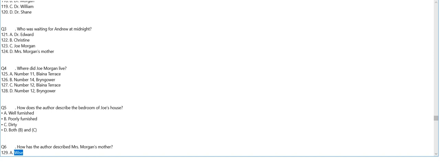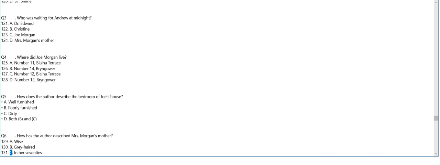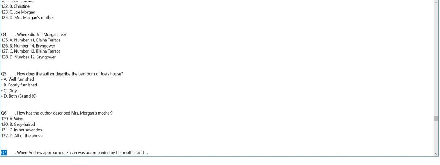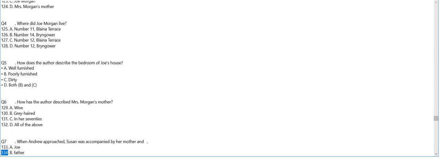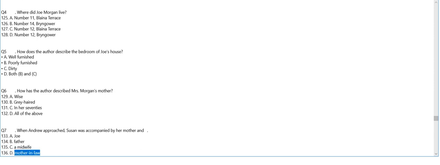A. Wise. B. Gray-haired. C. In her 70s. D. All of the above. Q7. When Andrew approached, Susan was accompanied by her mother and A. Joe. B. Father. C. A midwife. D. Mother-in-law.